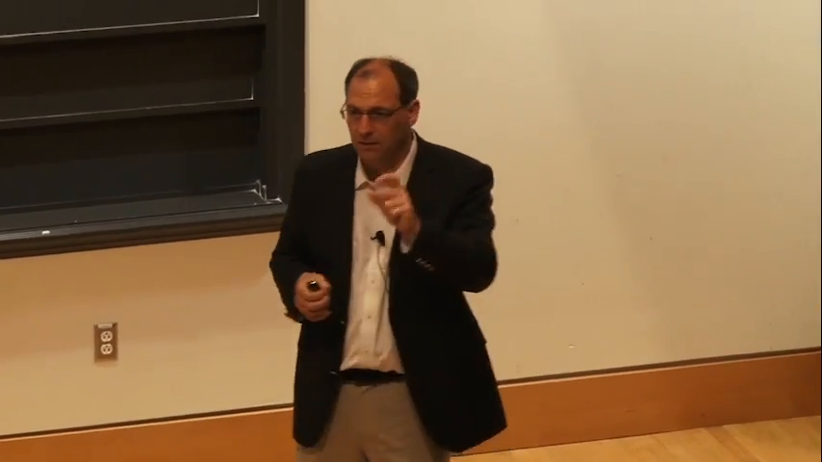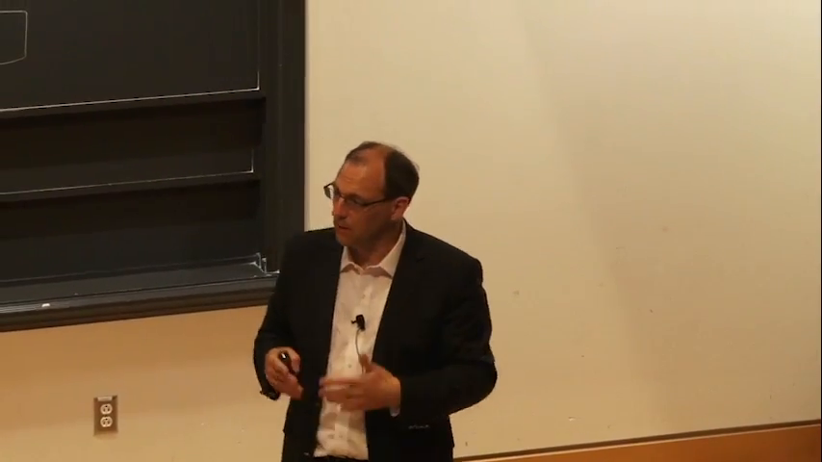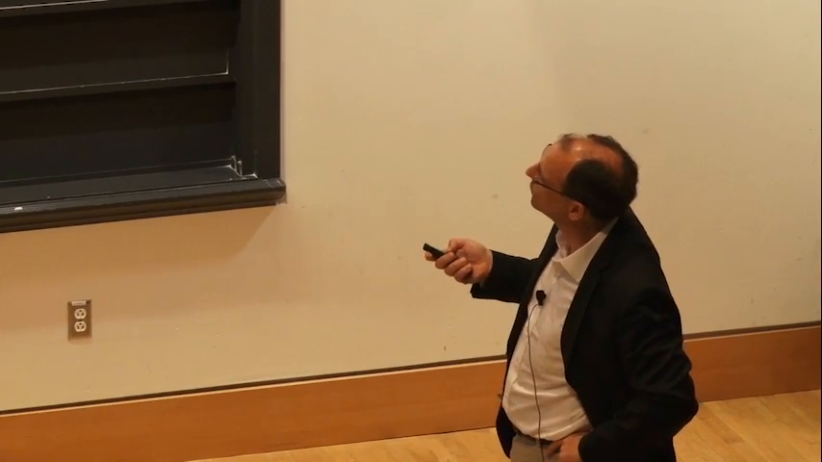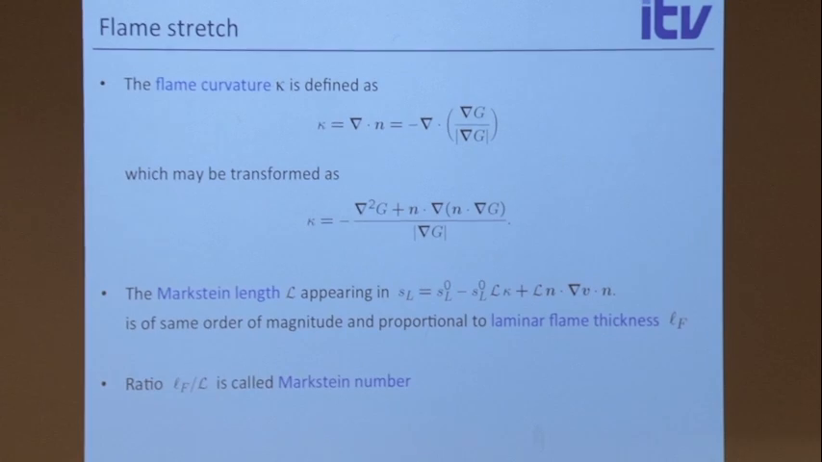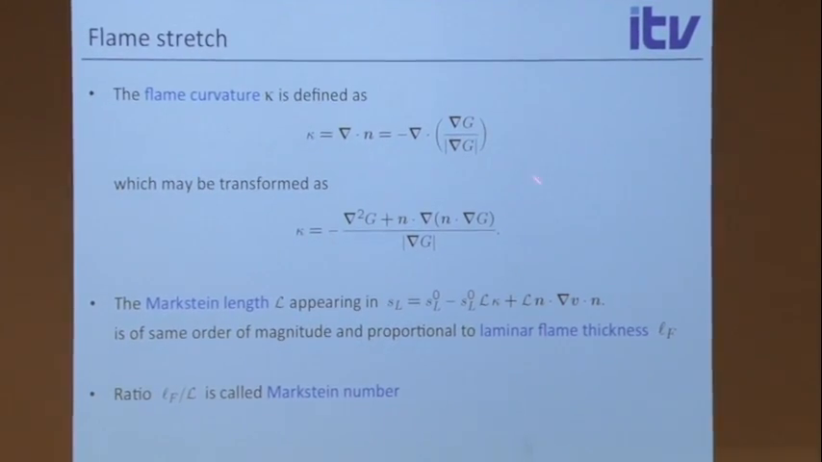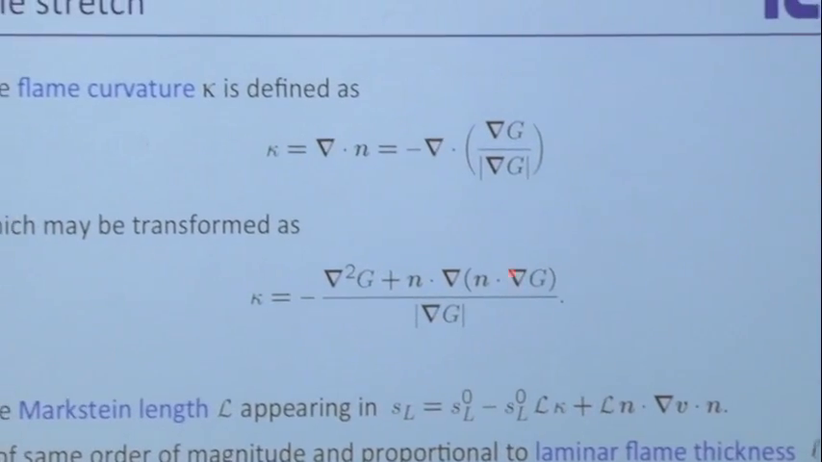And that is this Markstein length. The Markstein length is on the order of the flame thickness, but it's not just the flame thickness itself, it also reflects, as I said, the receptibility to curvature effects, which depends also on Lewis number effects and so diffusion effects and so on. So curvature here is given like this, or can be written like this.